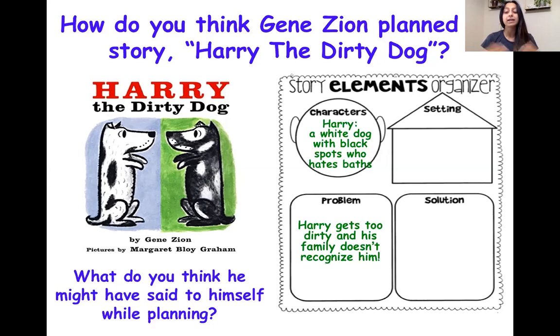Okay, well, now I need a solution. That's a big problem, that his family doesn't recognize him because he's too dirty. So I need a solution. How can Harry fix this problem? What are the steps he can take?